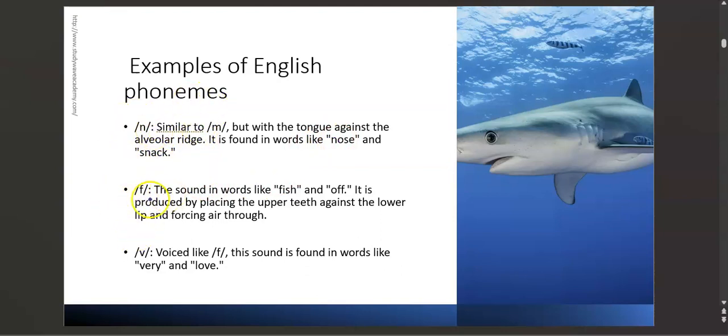F is our next example, sound f. This sound is found in words like fish, off. Fish, f, off, f. You feel this sound, okay? V is another example of a phoneme, and this is found in words like very, love. Very, v, love, v. So I hope you're getting the point now, class.